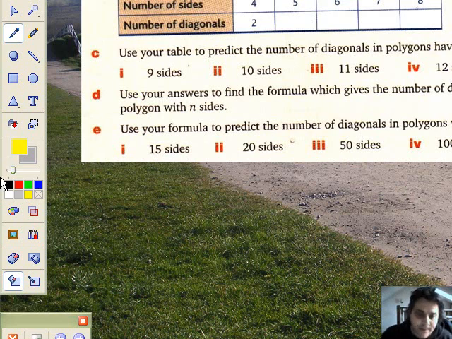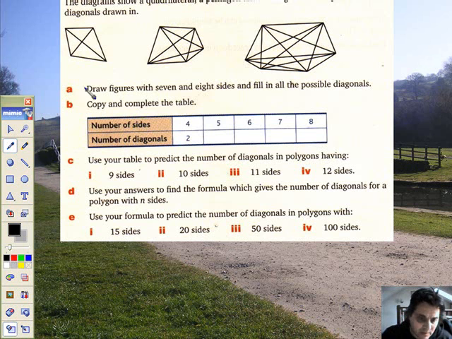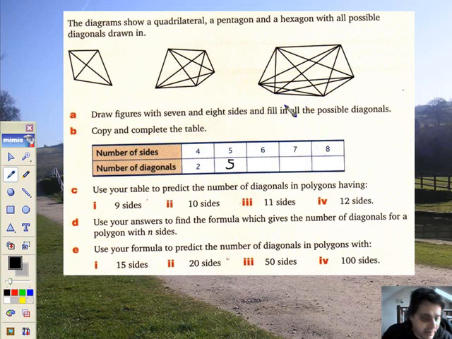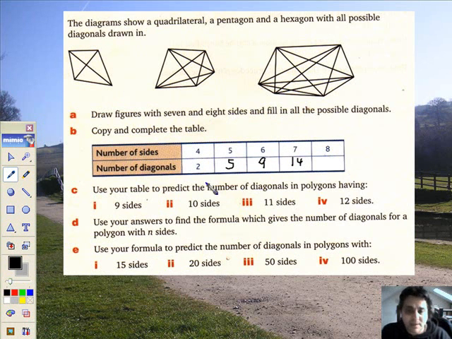So for example, a four-sided shape has 2 diagonals, there it is. A 5-sided shape gave me 5 diagonals, so I put a 5 there. A 6-sided shape has 9 diagonals, trust me, I've counted them. For a 7-sided shape, I've got 14, and for an 8-sided shape, I didn't bother to do it. But let me show you how to get a sequence out of that.